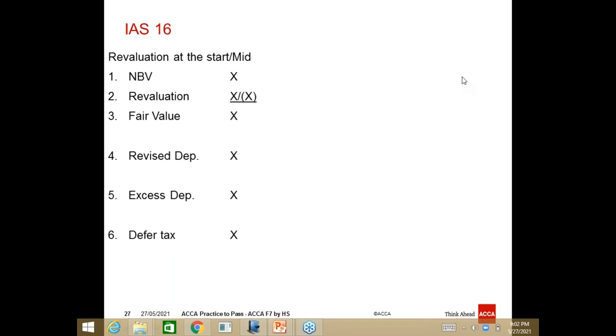Now here's the format for you guys. Revaluation at the start or mid. First you need to calculate the net book value, then compare it with the fair value; the difference will be the revaluation gain or loss. Then we need to calculate the revised depreciation and exit depreciation and deferred tax liability. So these are the points of IAS 36.